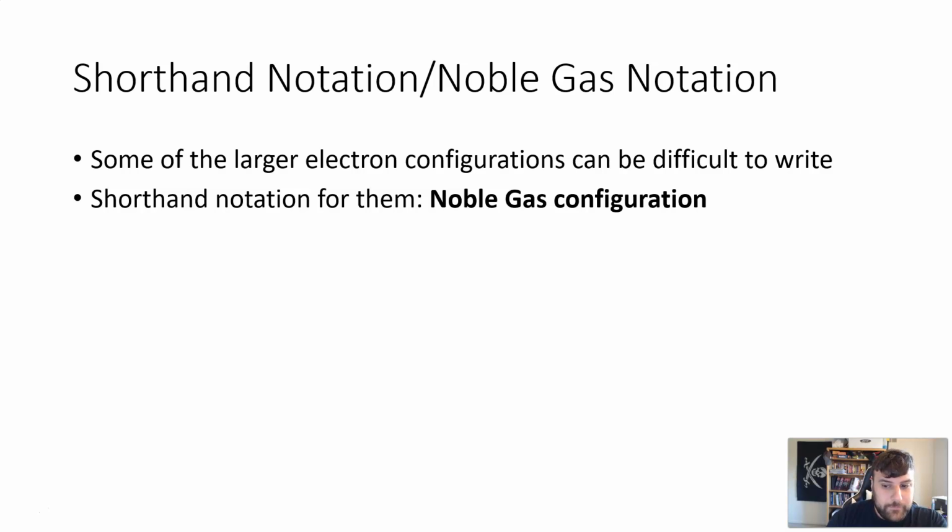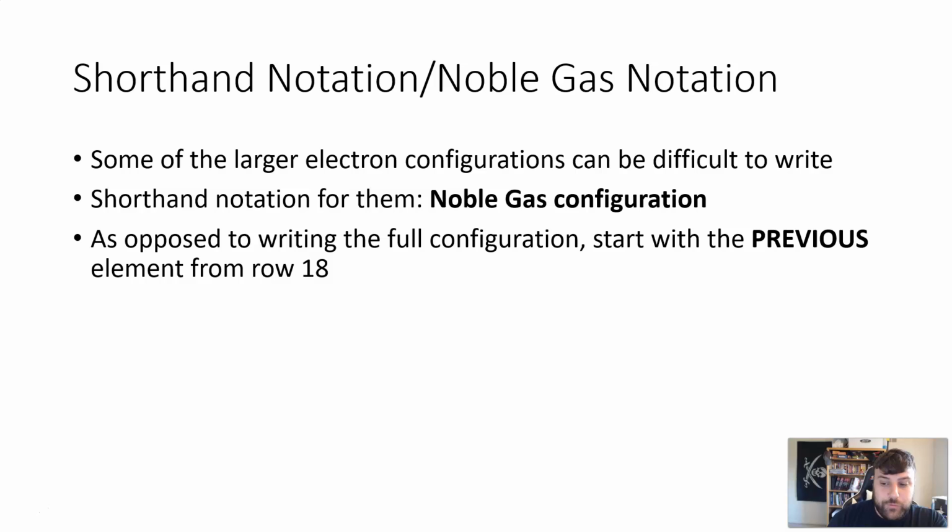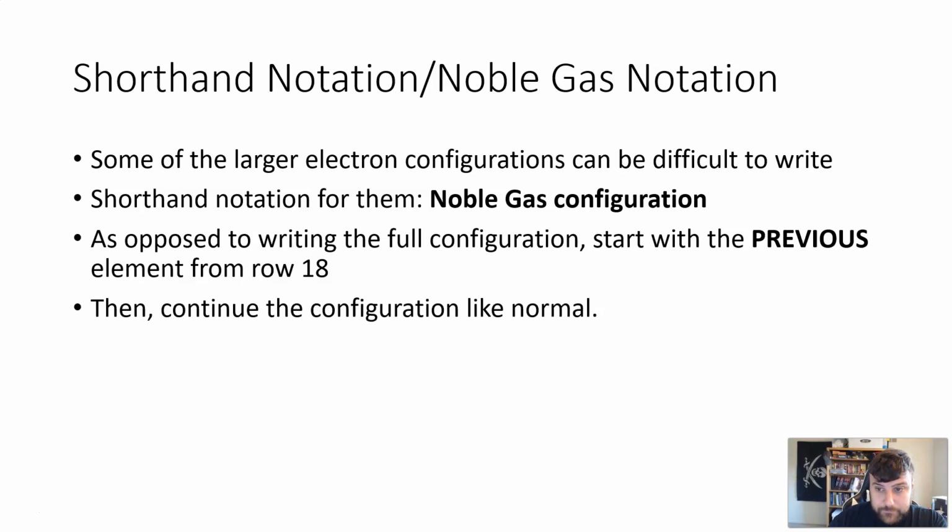The way this works is we start with the previous noble gas, which is in column number 18, the far right column. So, as opposed to writing the full configuration, we start with the previous element from column 18. Then, continue the configuration like normal.